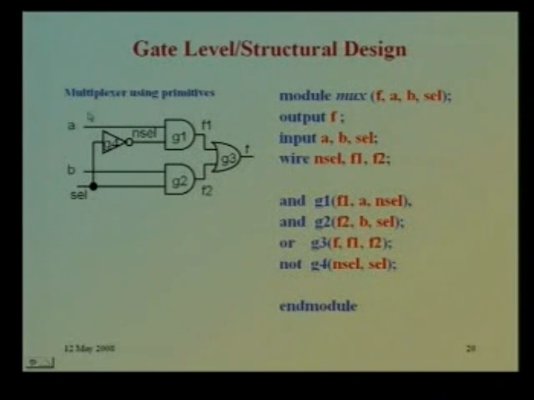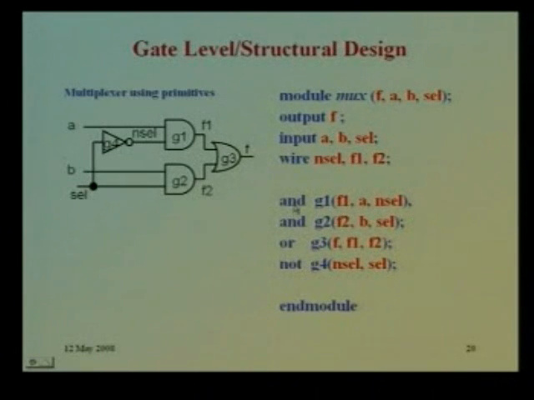So this is a simple multiplexer, right? This is the multiplexer logic. The multiplexer has gates like 2 AND gates, 1 OR gate, and 1 inverter. So we need a declaration for F1 and F2, and inputs are A, B, select, and F. Now what are the wires we require? N select, F1 and F2. So you declare those things.